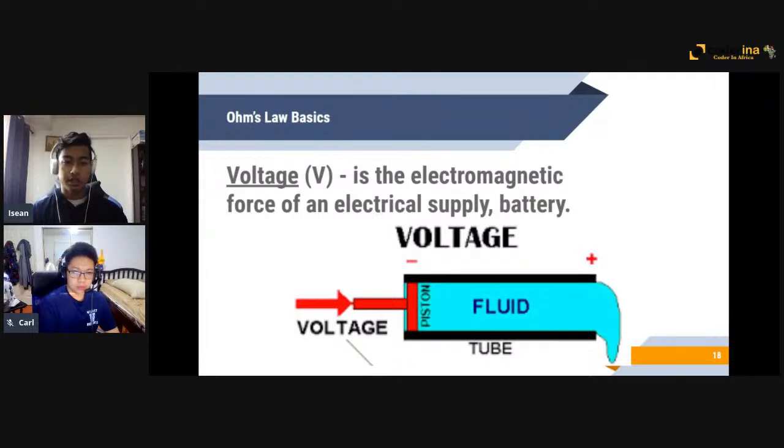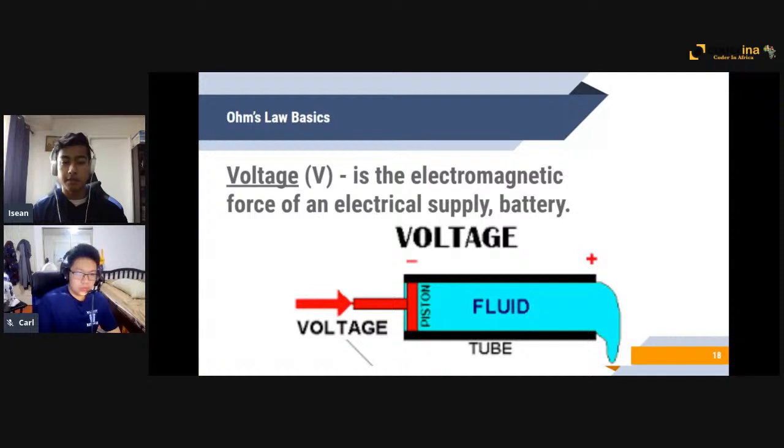Okay, I'll start off with the terms. So the first term is voltage, which is the electromagnetic force of an electrical supply. Basically, it's the pushing force of electricity by the electrical supply. It is measured in volts. The shorter version is just V.